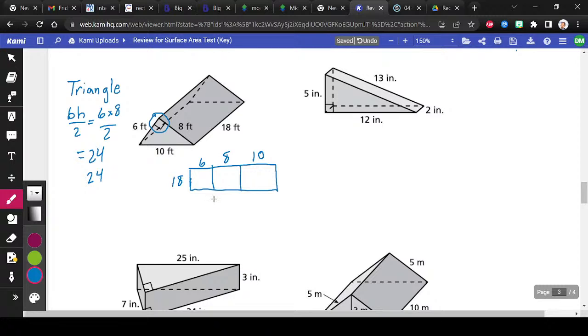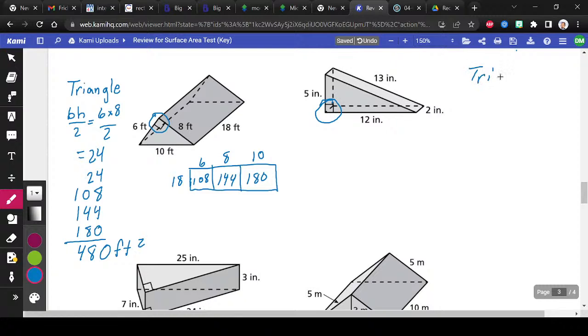6 times 18 is 108. 18 times 8 is 144. And 18 times 10 is 180. So to the two 24s, we're going to add. So 24 plus 24 plus 108 plus 144 plus 180 gives us 480 feet squared.